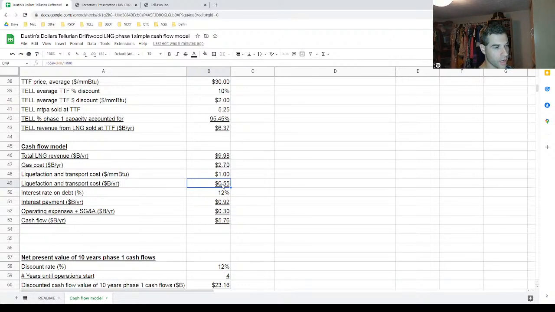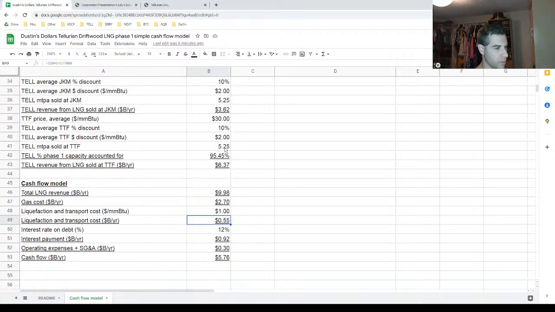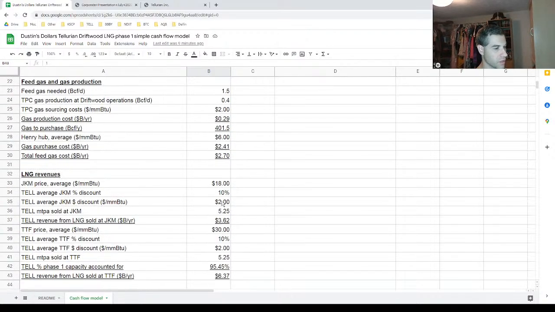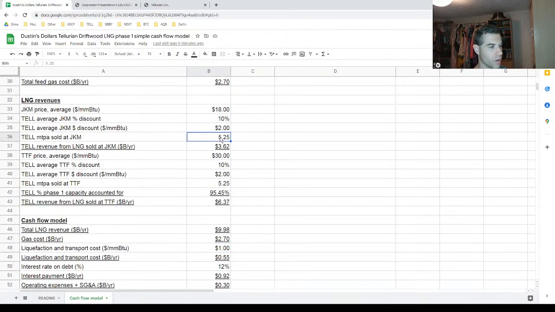One quick note, something I could do to improve this model, and maybe I will by the time you're watching this, if you're not live, I might do this in the near future, is to match up these numbers for the revenues with their gas sourcing and the cost of transporting, because those should scale together. Right now I have the liquefaction transport costs and the gas sourcing costs assuming full phase 1 capacity, even if we're not also assuming that they actually sell it all. So that probably could be improved, but I think that's at least a conservative way to do things.